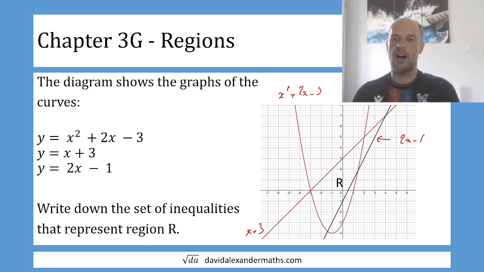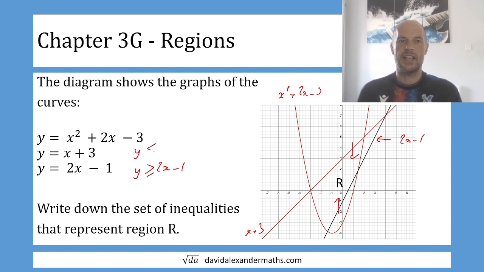So we can see that R is above the line 2x minus 1. So y is greater than 2x minus 1. Because it's a thick line, it's also equal to 2x minus 1 as well. Now if we look at the y equals x plus 3, R is below it. So therefore y is less than x plus 3, and again it's a thick line, not a dashed line, so less than or equal to. Now we can see that R is above the curve, so therefore y is greater than x squared plus 2x minus 3, and again it's not dashed, so it must also be equal to x squared plus 2x minus 3.